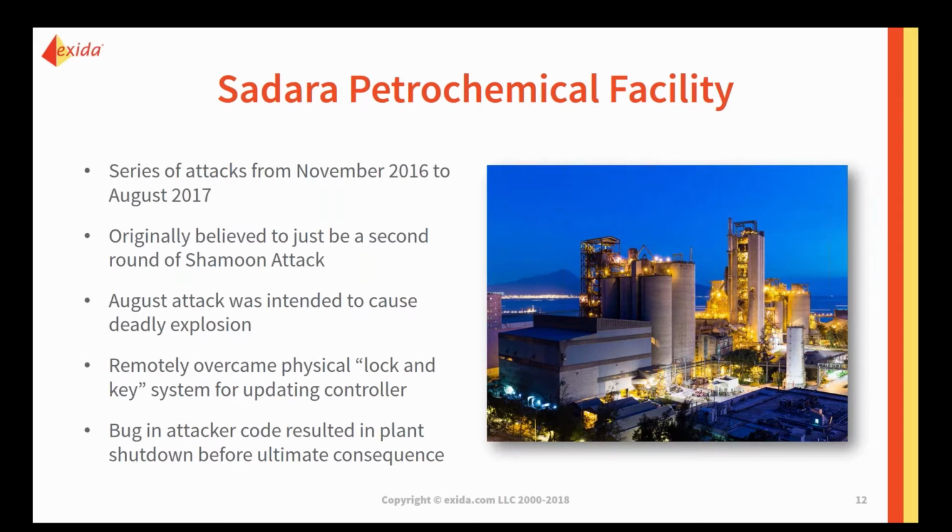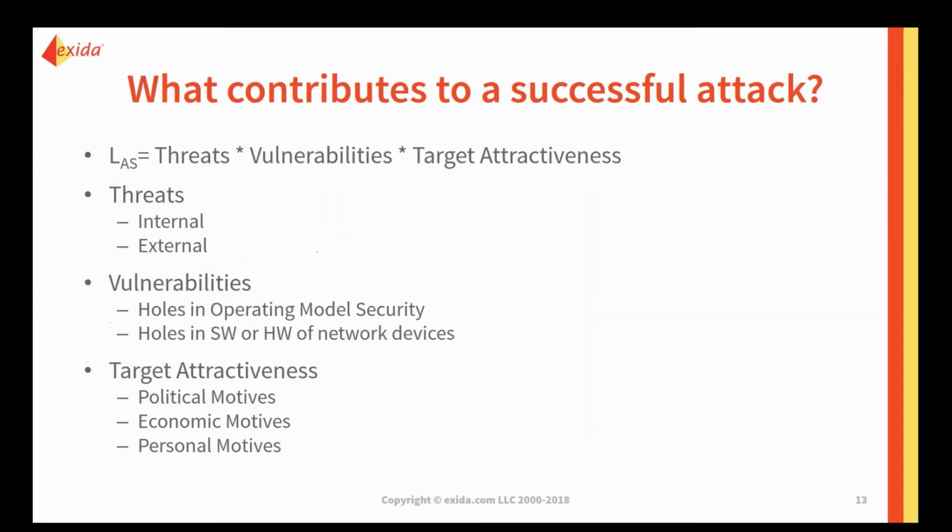And luckily, there was a bug in the attacker's code which resulted in a process shutdown before the deadly explosion was caused. But this is a very serious example of how attackers can go in and try to cause safety consequences for facilities. When we think about what contributes to a successful attack, it's three factors.